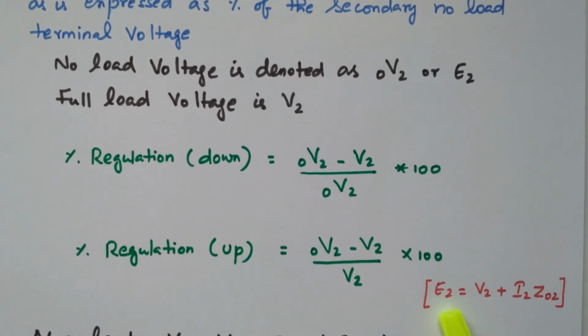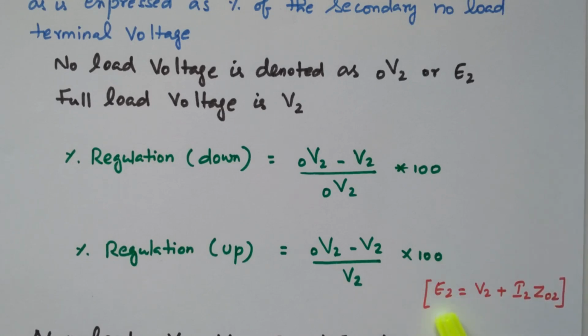So this E2 is nothing but, it's a very basic equation. E2 is the EMF induced in the secondary circuit. That is nothing but V2 plus I2 Z02. So V2 is the terminal voltage, load voltage. The EMF induced is converted into the terminal voltage plus some amount of drop in the circuit. That is due to the inductive and the resistive drop.